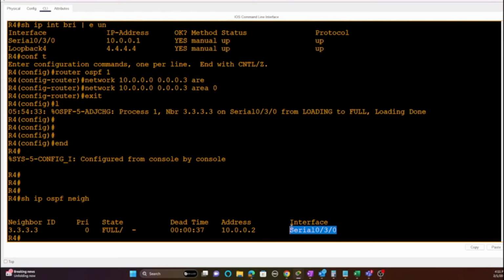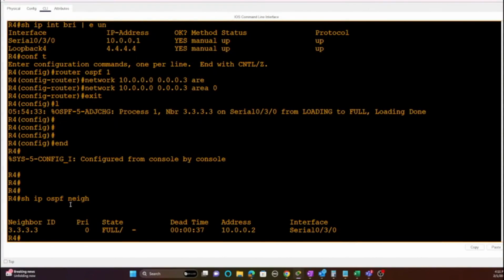The neighbor's interface, which is 0030, and his IP address, which is 10002. And this is his router ID. So you know it's because you can have more than one neighbor, right? But not on a point-to-point connection. But you know that this is the neighbor's router ID. So how do we know that?